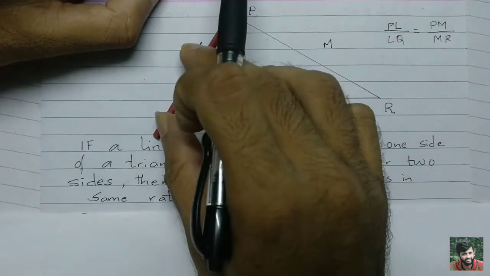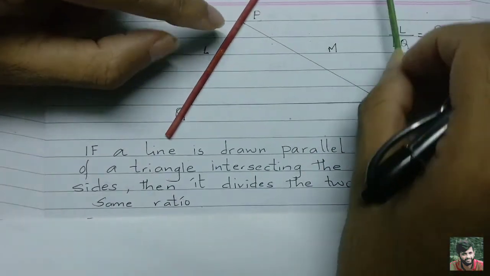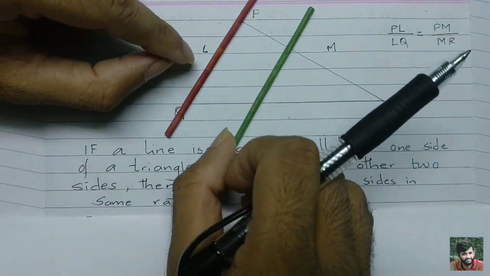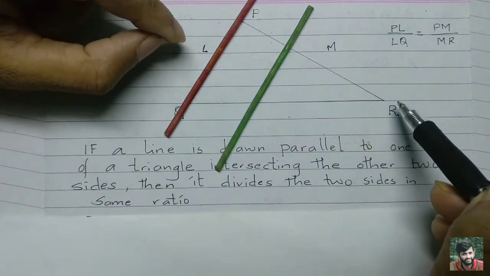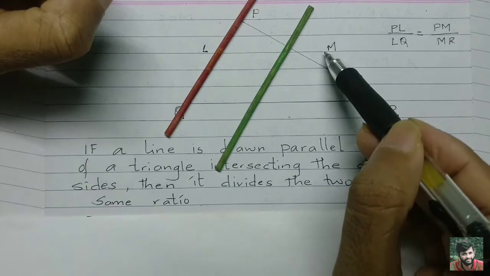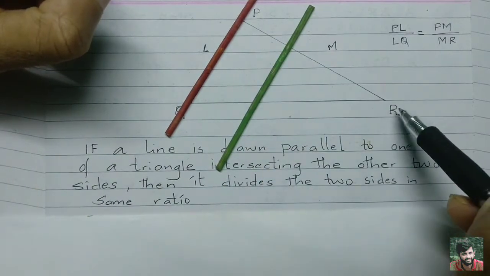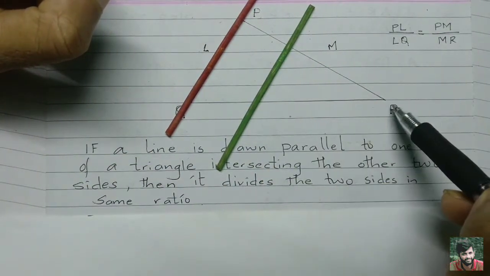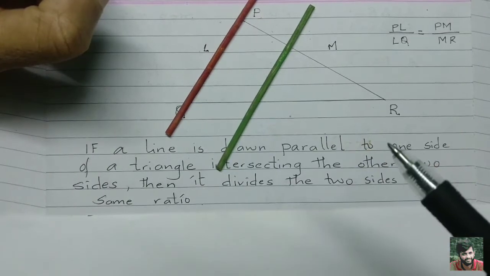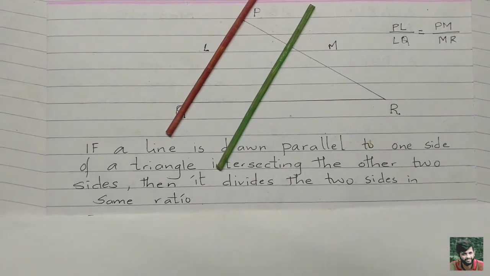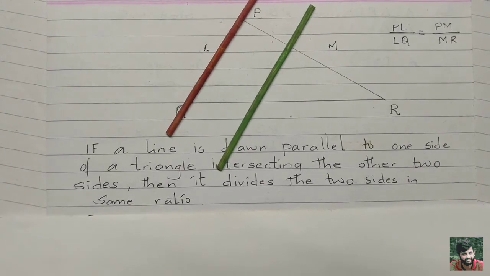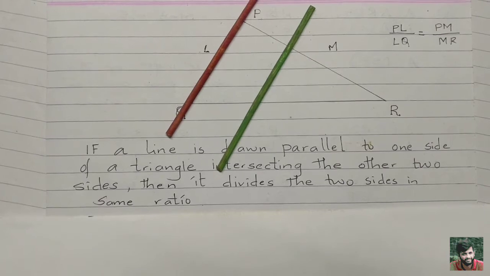I can also have the side of the triangle as this one, so the parallel line that is drawn will be this way. So here it will be RM upon MP, and say you give alphabet O over here, RO upon OQ. I hope this theorem is clear, and in the next section we will see how to prove that entire theorem.